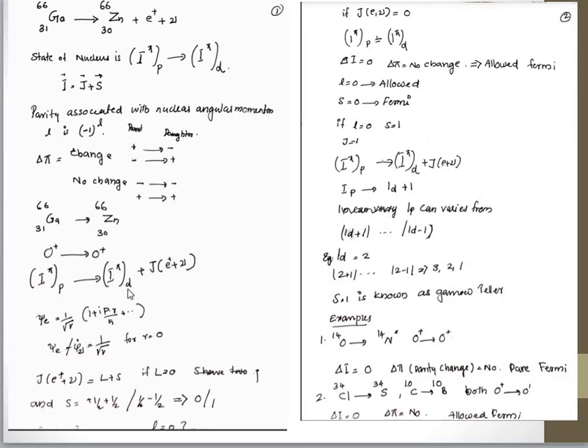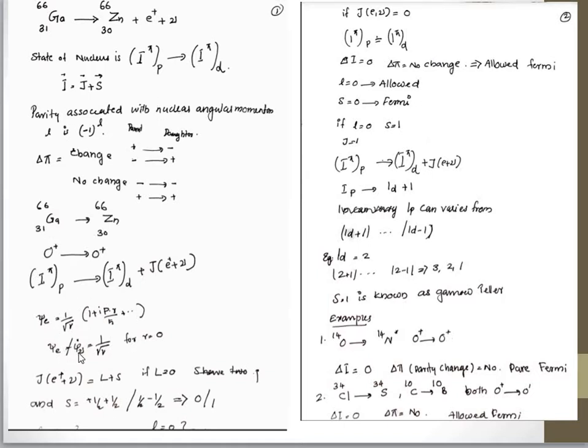So the total angular momentum before collision should be equal to the total angular momentum after collision. So this change in angular momentum should be taken away by this neutrino-electron pair. That is the basic theory behind the selection rule. One important thing is that parity change is minus 1 raised to L, right? Pi is equal to minus 1 raised to L.